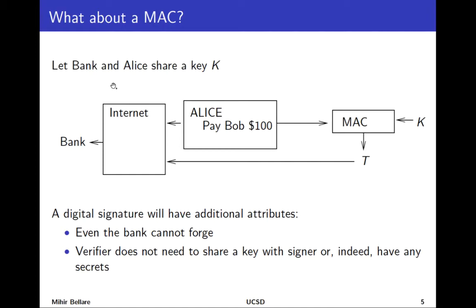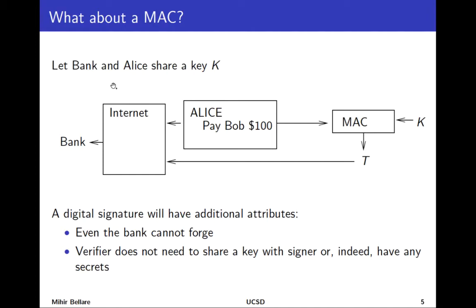Before we start developing new technology for digital signatures, one might wonder, why is the problem not solved by a message authentication code? Remember, that was the primitive which gave us authenticity and integrity in the symmetric setting, where parties who are generating and verifying the tags share a key between them.